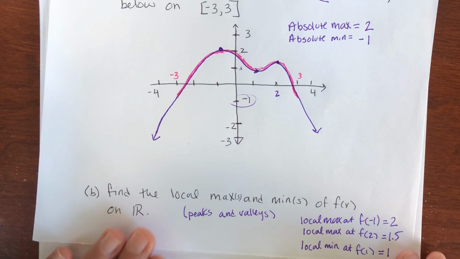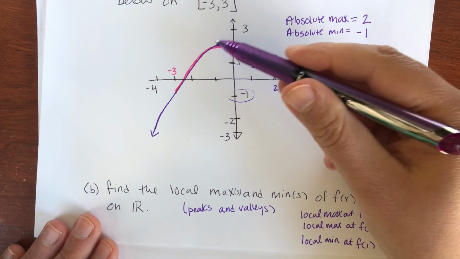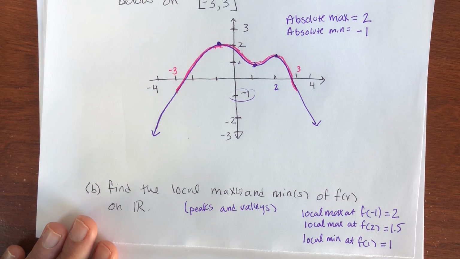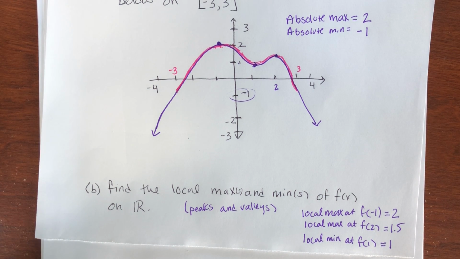So on this graph, we have two local maxes, right, at these two peaks, and one local min at this little valley here. Okay, so in the next video, we'll talk some more about extreme values and talk about the extreme value theorem.